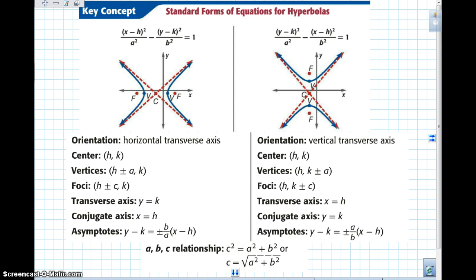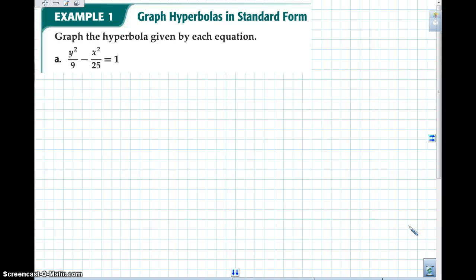Alright, enough talking, let's do some math. We're going to go ahead and graph this hyperbola. The first ones are going to start off really easy because they're always going to give you the center at 0, 0. Most of the problems that we do in class tomorrow will start with the center at 0, 0. But after this example, I'm going to show you one where the center is not 0, 0. So I'll go ahead and set up my axis.